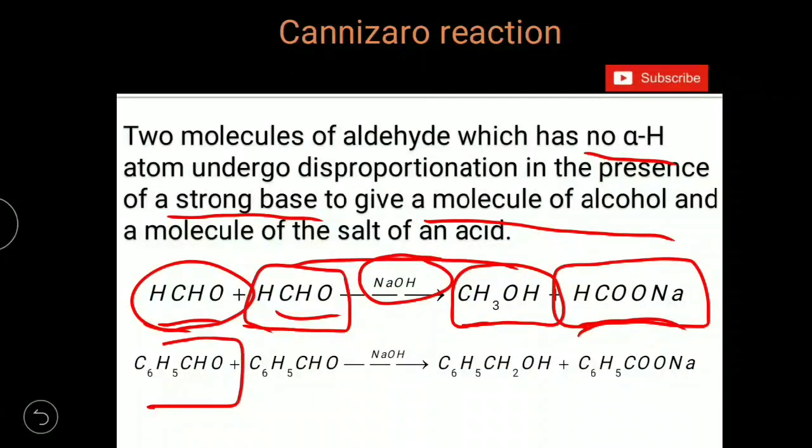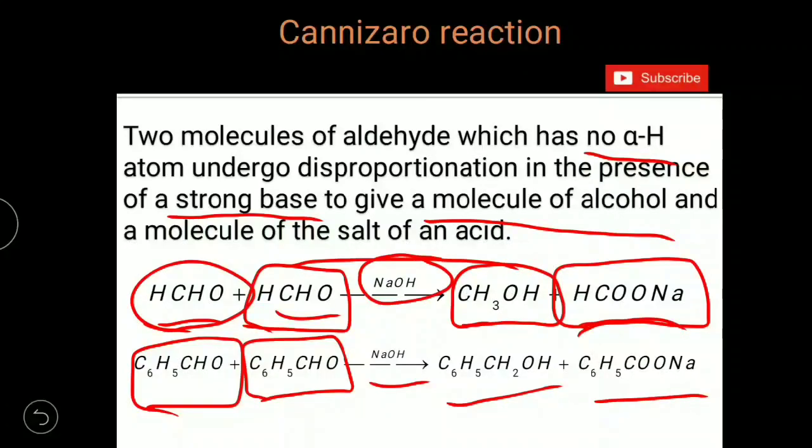Benzaldehyde molecule reacts with another benzaldehyde in presence of a strong base to give benzyl alcohol and sodium benzoate. One of the molecule of benzaldehyde got reduced into benzyl alcohol, another molecule of benzaldehyde is oxidized into benzoic acid, and as the reaction takes place in presence of a strong base, that benzoic acid is converted into sodium benzoate.